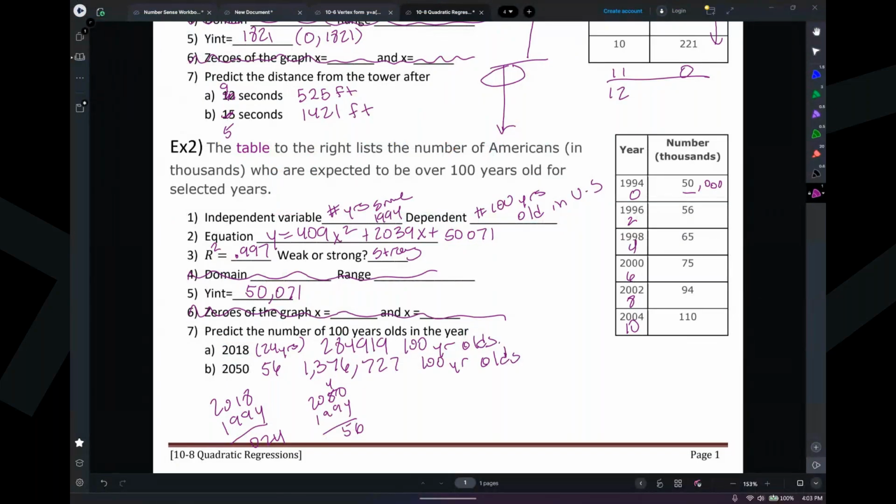And that kind of makes sense, right? As time has gone on, medicine's gotten better and people are living longer. So, all right, that's really all you're doing, right? You're just doing quadratic regressions.